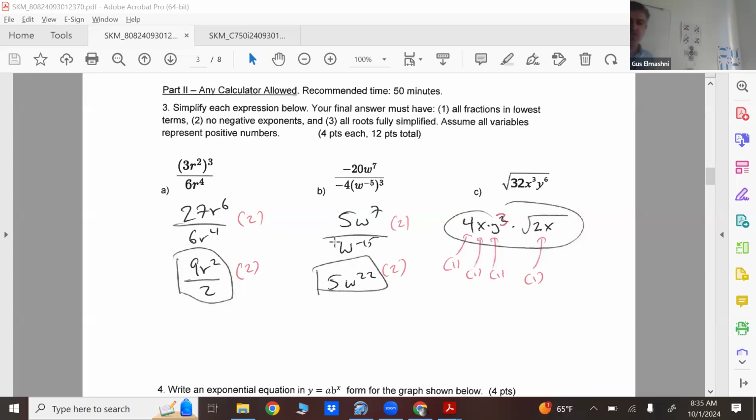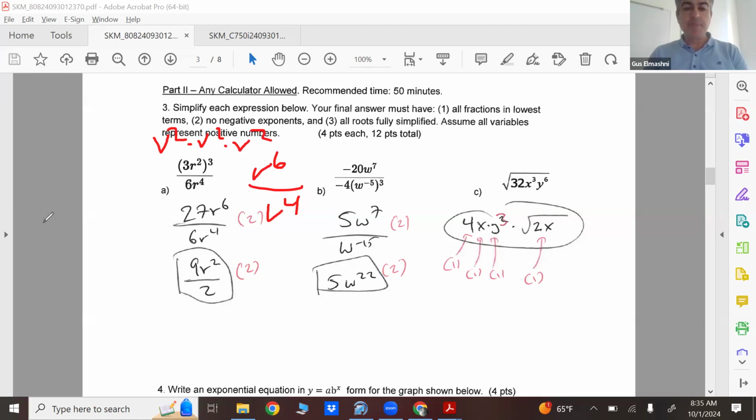Of course, 27 over 6, reduce, you get 9 halves. You should get r^6 as well. r squared cubed is r^6. You have r^4 in the bottom. You subtract those exponents, you get r squared. Very simple problem. Should only take like 5 seconds. So yeah, r squared cubed, you get r^6, r^6 over r^4, you get r squared.